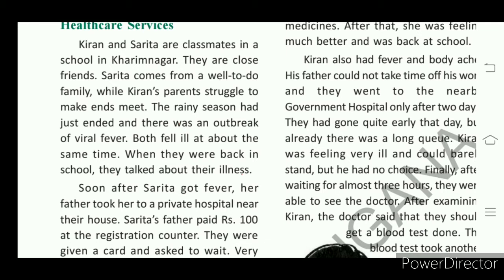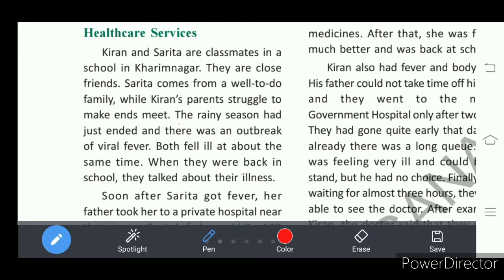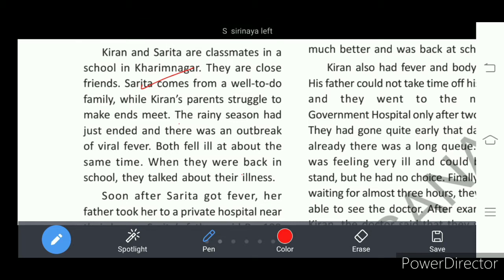It is a rich family, we can say. She is in a rich family. Who? Sarita. Sarita is in a rich family, whereas Kiran is in a poor family. That means his parents are struggling to meet their needs every day.